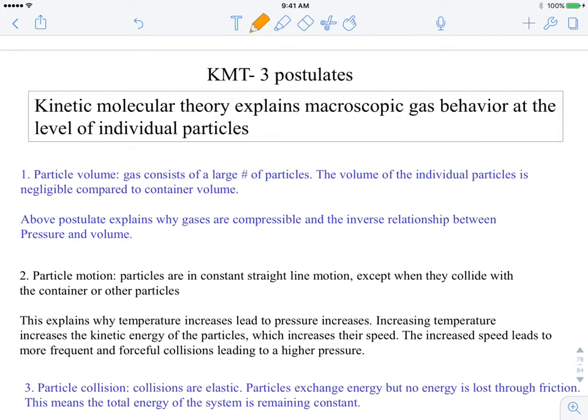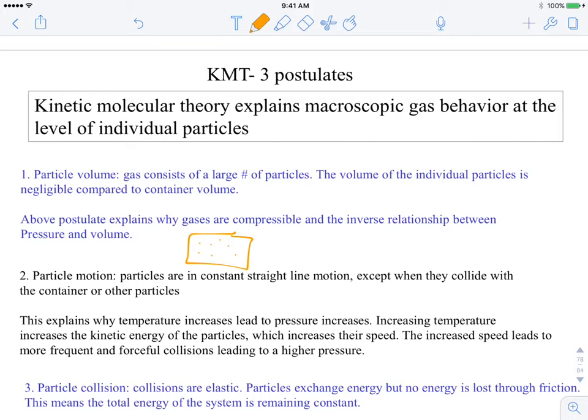The first thing has to do with particle volume. Any gas that you have, unless it's in a vacuum, has lots of particles. The thing about the particles, though, is that their volume is really, really small. And so this helps explain why gases are compressible. If you think about a gas with particles that are really tiny, there's lots of space between them. I can compress them. And this helps explain pressure versus volume. If I increase the pressure, I can push those gas particles together.